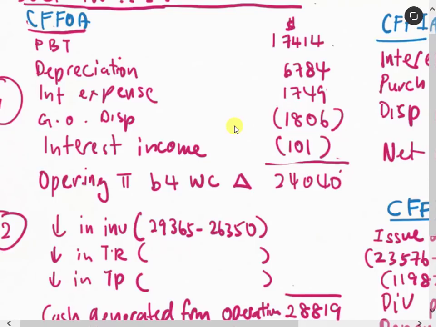So 17 plus minus minus, I got 2404. We call this operating profit before working capital changes. Segment 1 settled.